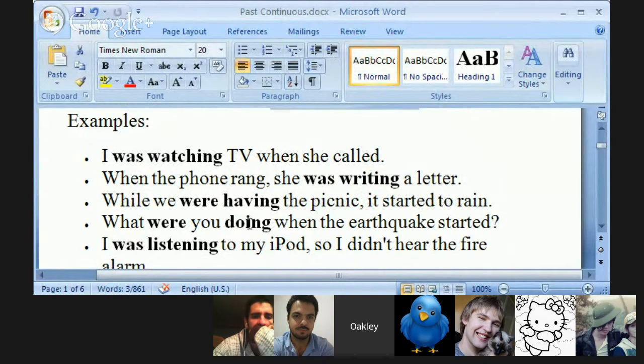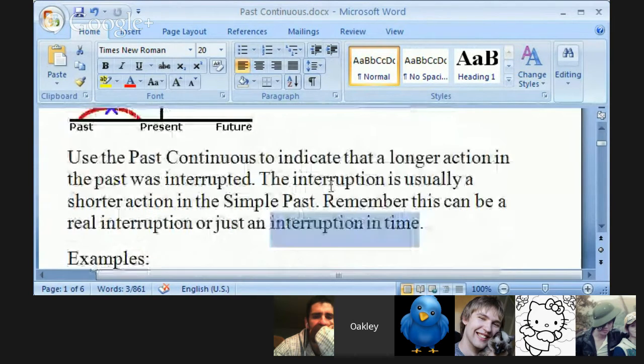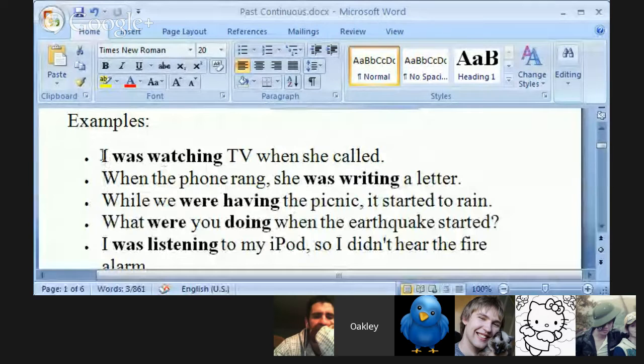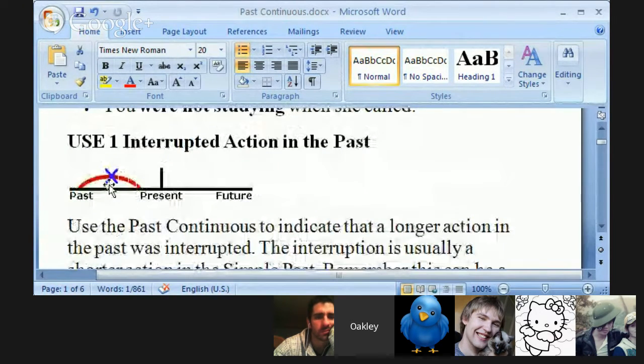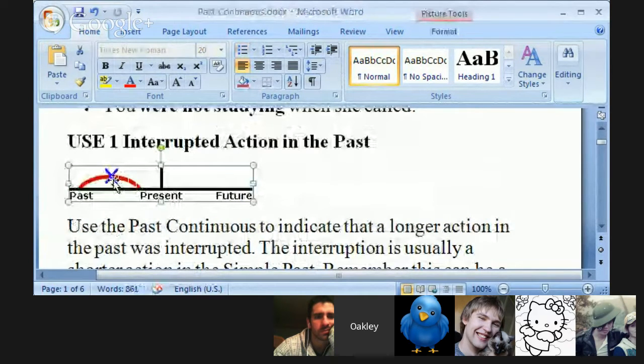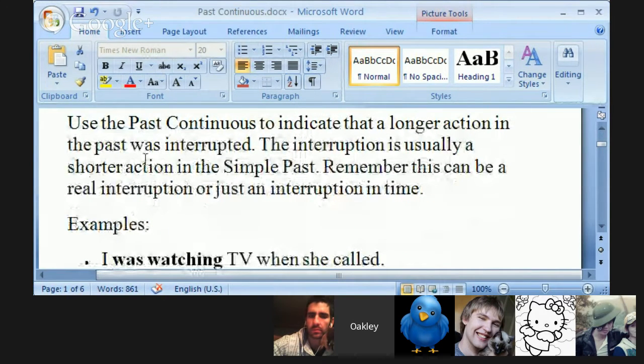And we'll get back to you in just a minute so you can practice forming a sentence. Number 4, interrupted action in the past. Here's an example: I, subject noun, was watching TV when she called. I was watching TV, the red line. When she called, ring, ring, the purple X. Notice this action, even the continuous action, the red line, began in the past and ended in the past. We don't know exactly when in the past, but we know that this action was interrupted by another action. She called.